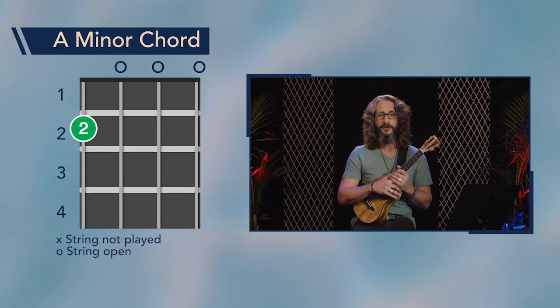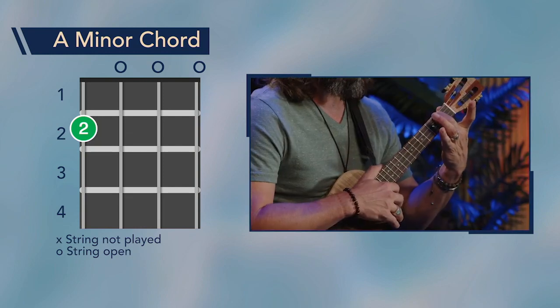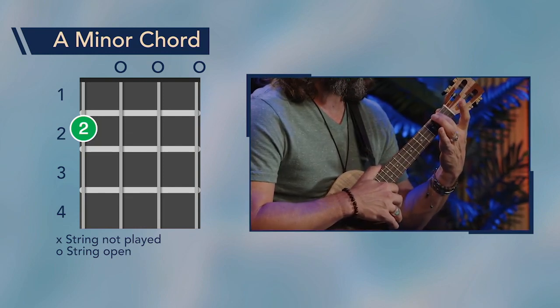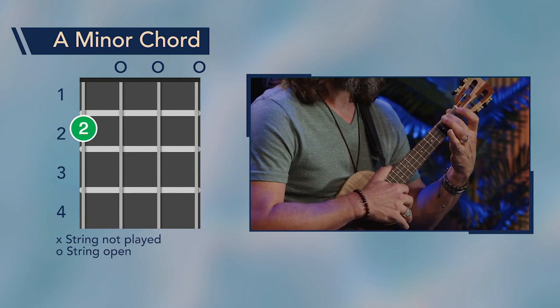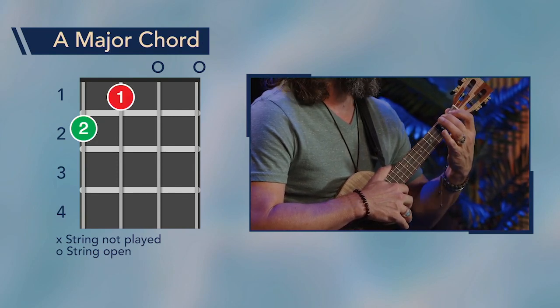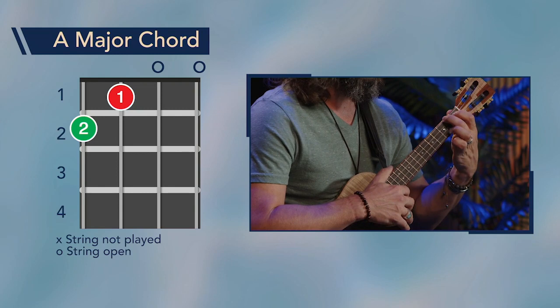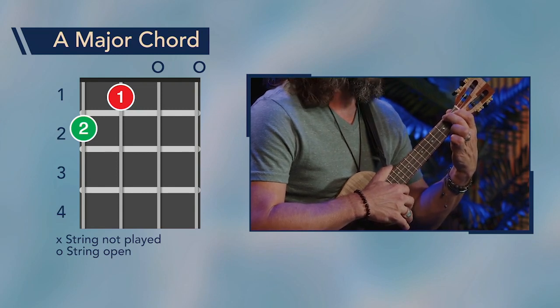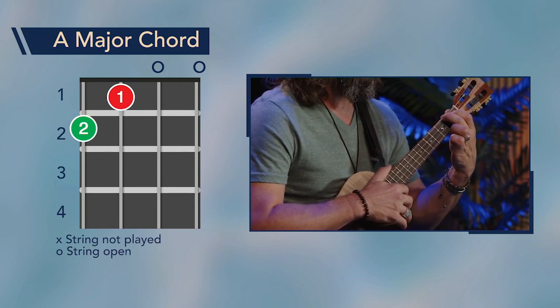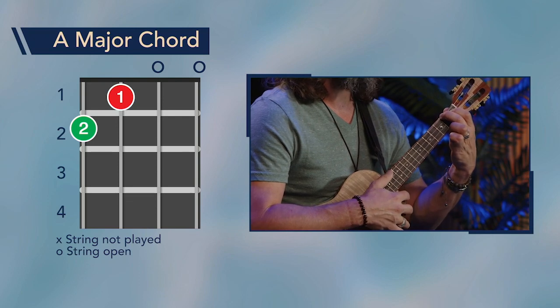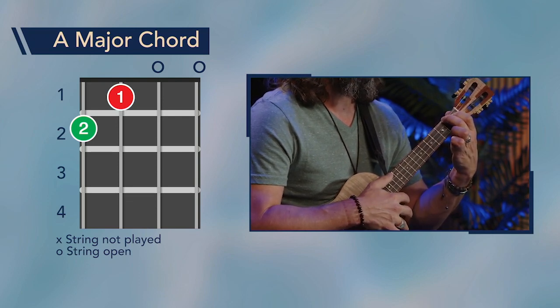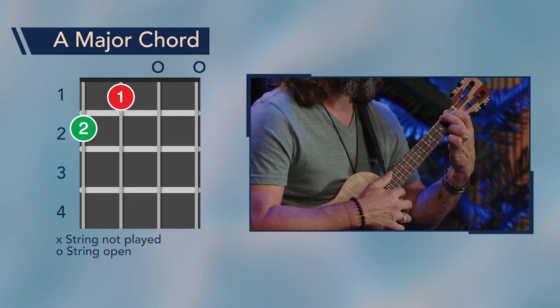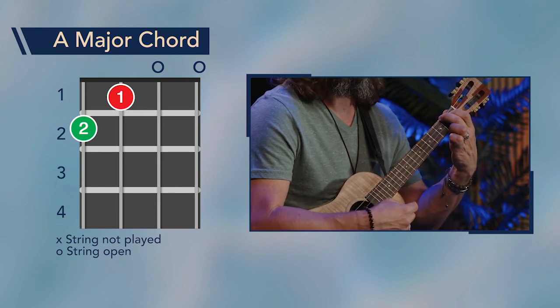To get to the A major chord, you may want to start with an A minor, which involves placing your 2nd finger on the 2nd fret of the 4th string. From there, add your index finger to the 1st fret of the 3rd string, press hard, make sure your fingers are nice and curved, and play all 4 strings. Let's try that together. 1, 2, 3, A.